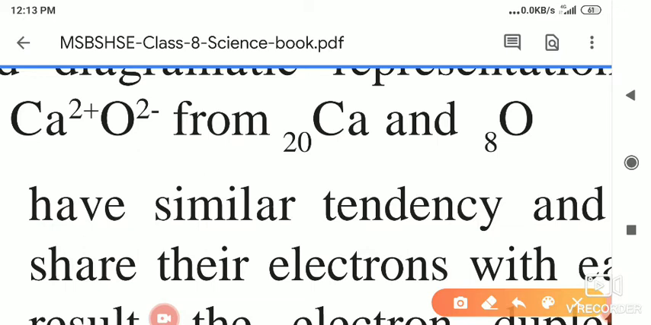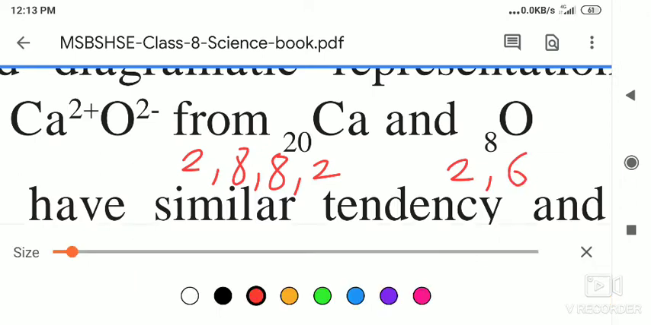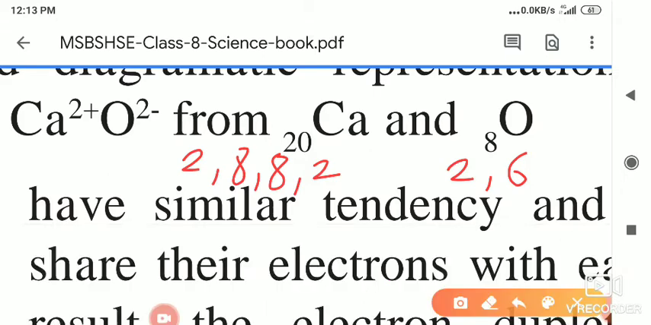Since the atomic number is 20, the first orbit has 2 electrons, the second orbit 8, then 8, and in the last orbit how many electrons are there? 2 electrons are there. Oxygen atomic number is 8, so first orbit 2 electrons, second orbit 6 electrons. To complete the octet of this oxygen, it takes 2 electrons from the calcium, and it completes its octet.